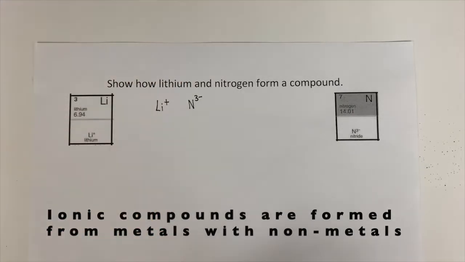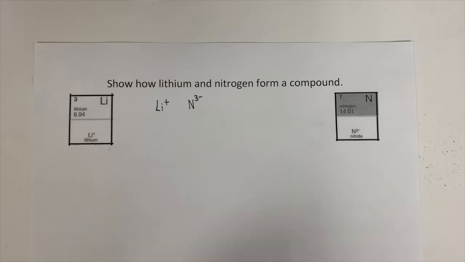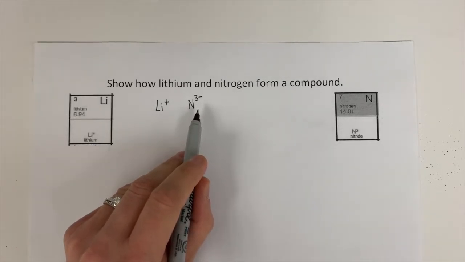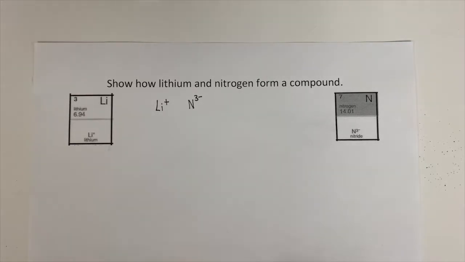So usually when I look at these, I try to decide, can they go together in a 1-to-1 ratio to make a compound that balances out to a charge of 0? Remember that all ionic compounds, and all compounds in general, must have a charge of 0. So if I add +1 and -3, I don't get to 0. I'm going to get a negative number. So that means I need to add more positives.